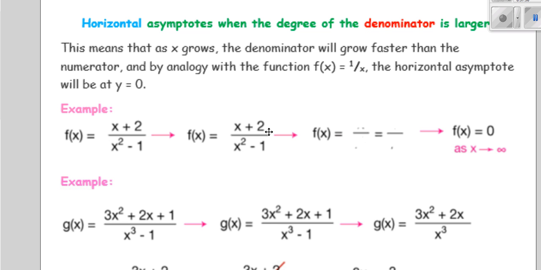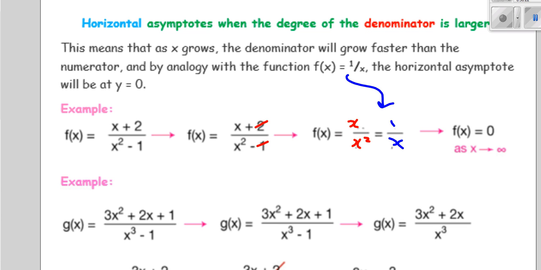So what it's meant to be is, same thing, these constants don't really matter as x gets infinitely larger. So then you'll get your x over x squared. And what does x over x squared, once cancelled down, simplify to? 1 over x, yeah, which is the reciprocal function. So see, just the basic reciprocal function.